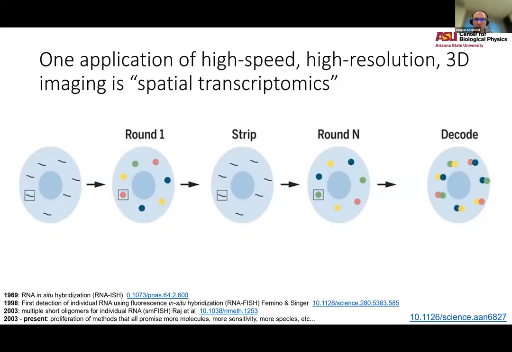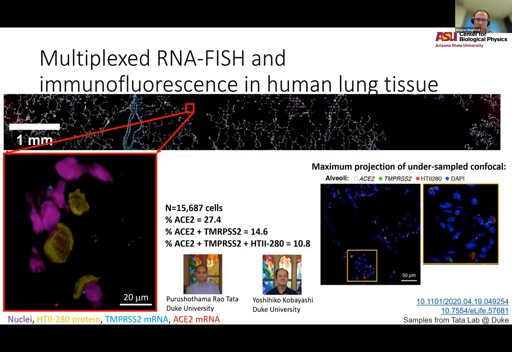Okay, so the last thing I just want to mention briefly is we're applying this to an idea called spatial transcriptomics, which is essentially gene sequencing inside of tissue. And I ran a little bit long on my introductory explanation. So I'm just going to jump to this example we did during the COVID shutdown. So we were shipped lung tissue.